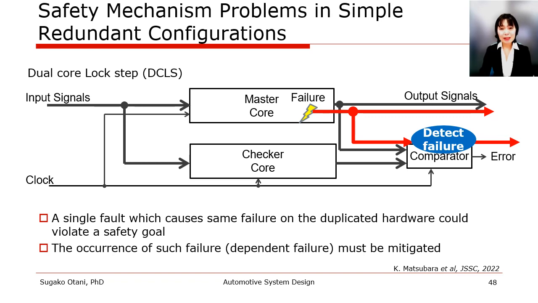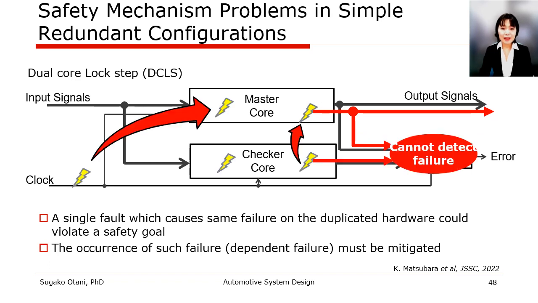However, the implementation of dual-core lockstep to achieve the SOD metric requires several considerations. Dependent failures that cause the same error across redundant logics will result in the same output, and thus the failure cannot be detected. Reducing the occurrence of dependent failures is essential. In this case, the following four measures are effective.